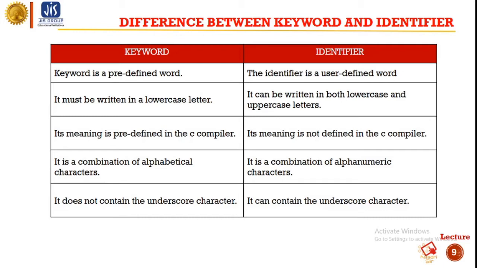Next, a keyword is a combination of alphabetical characters, and in case of an identifier, it is a combination of alphanumeric characters. The next one is that a keyword does not contain the underscore character. So a keyword does not contain any underscore character. But as we know, the identifier can contain the underscore character.